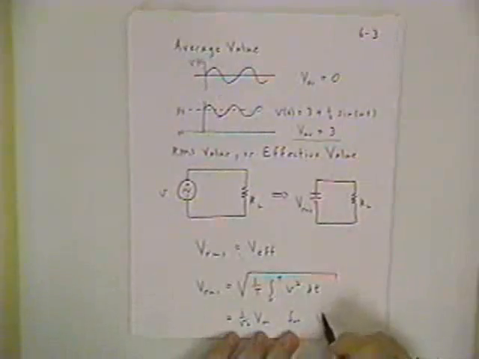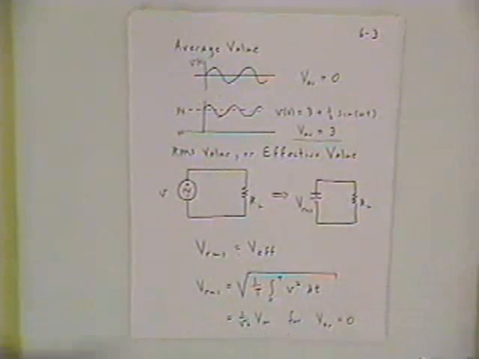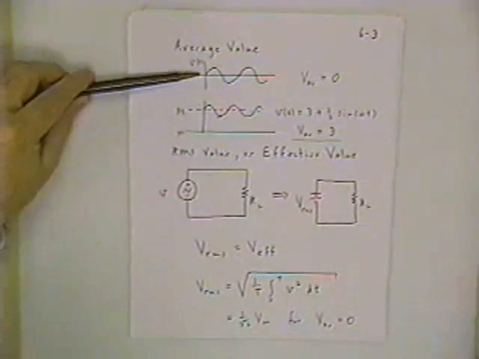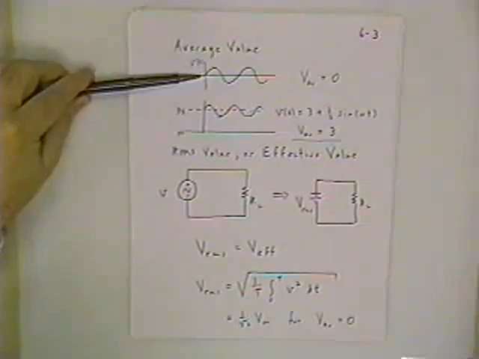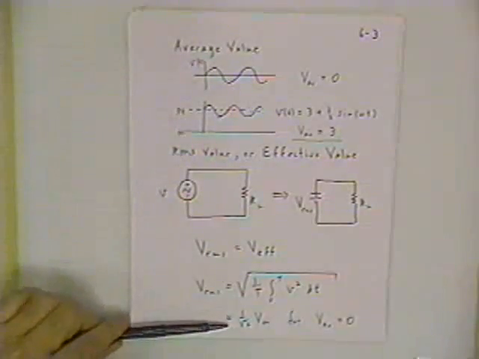That holds for the specific case where the average value is equal to 0. So if I knew the magnitude of this waveform, then I would be able to calculate the RMS value simply by multiplying by 1 over square root of 2. Now, RMS plays an important role in AC power, which is a subject that we'll get to later on.